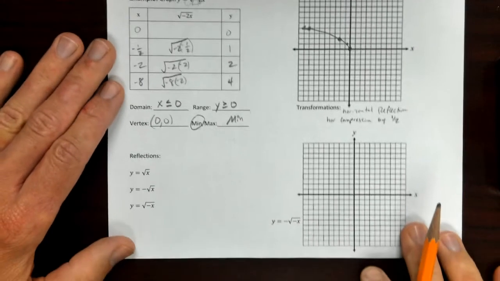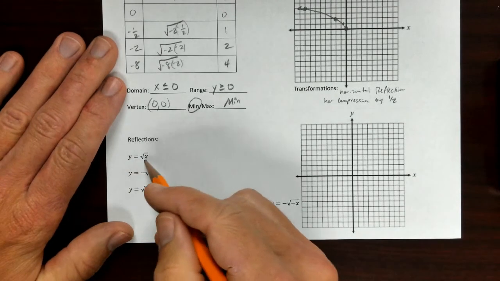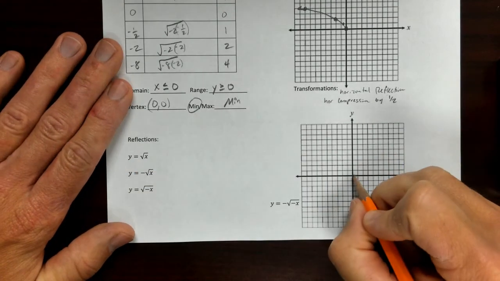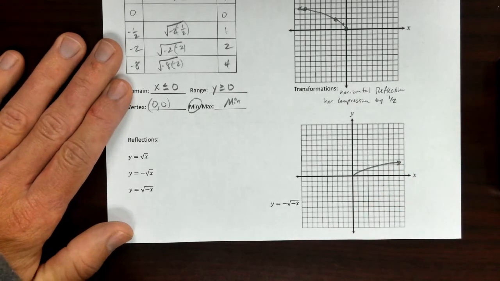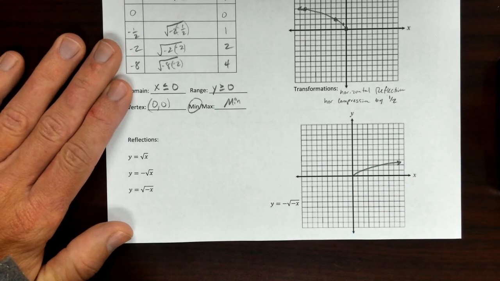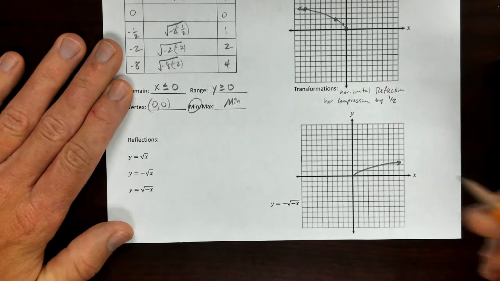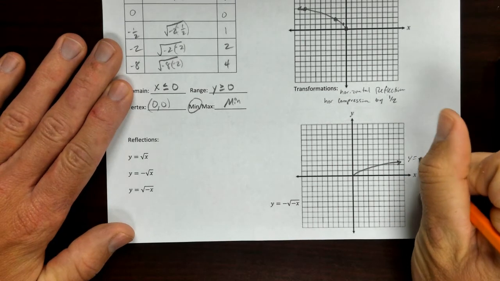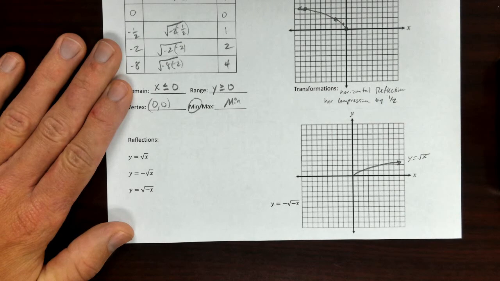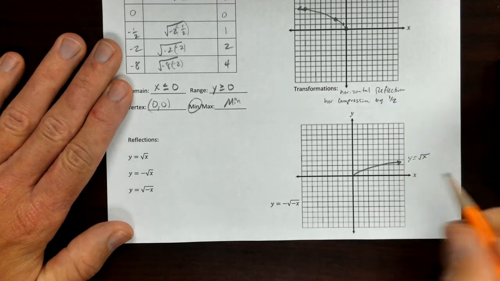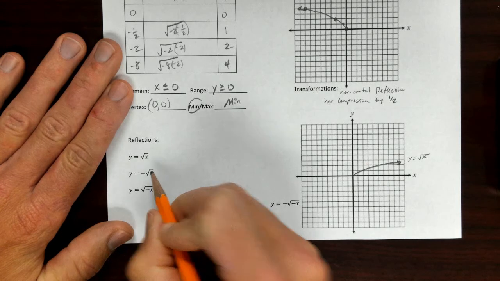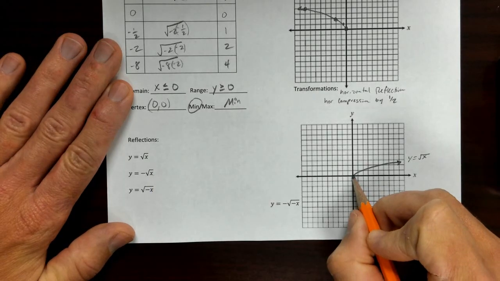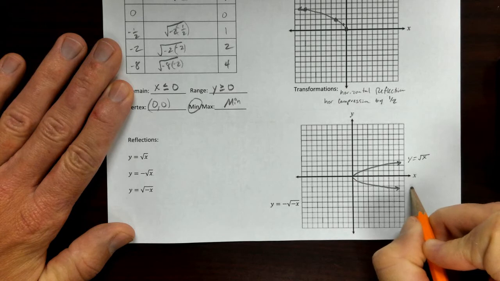So let's look at our reflections here. Y equals the square root of x. That puppy looks like that right there. Okay, that's the parent function. All right, so I'm going to label that y equals square root of x. Now, if we have a negative square root of x, a negative square root of x is going to make it open downward.